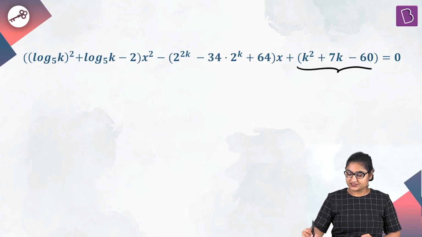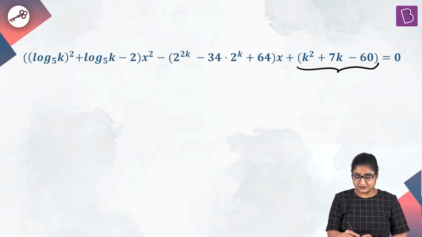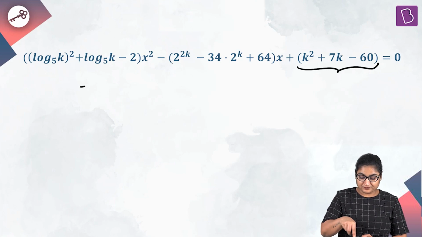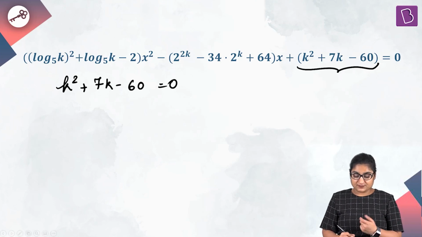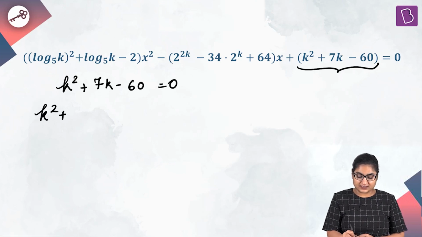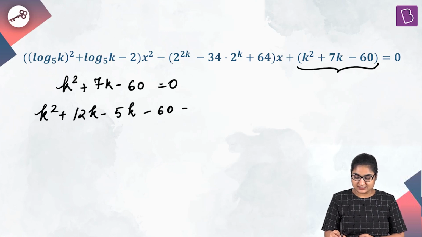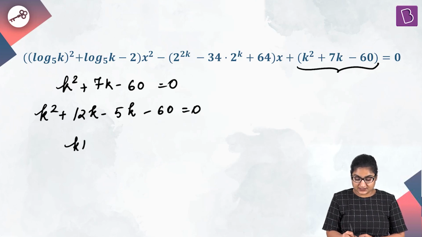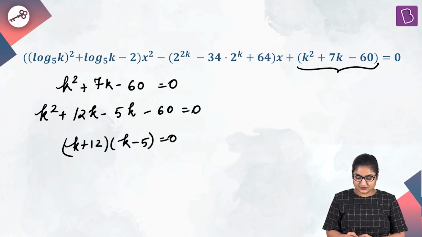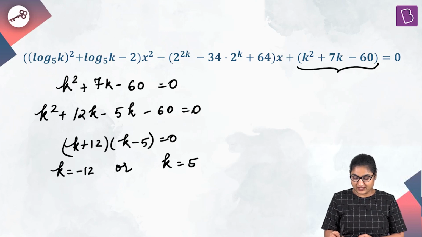Now talking about the constant term. When the constant term is equal to 0, we get k² + 7k − 60 = 0. Now if I split the middle term, I get k² + 12k − 5k − 60 = 0. Alright. On further solving, we get (k + 12)(k − 5) = 0. So either k is equal to −12 or k is equal to 5.